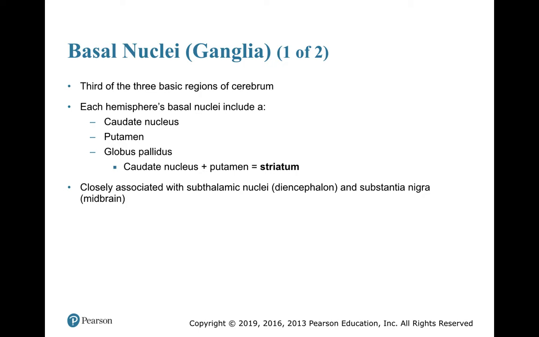The third part is the basal nuclei, and each hemisphere's basal nuclei include, among others, a caudate nucleus, a putamen, and the globus pallidus. And the caudate nucleus and the putamen together make up the striatum. They are closely associated with subthalamic nuclei in the diencephalon and the substantia nigra in the midbrain, which we will see again.